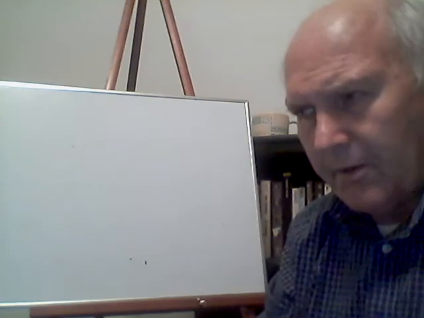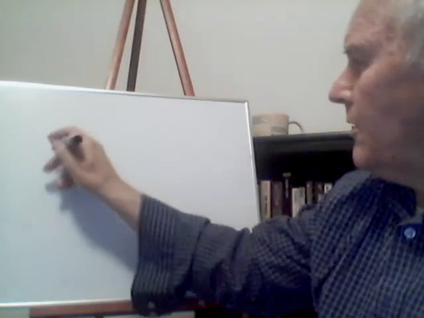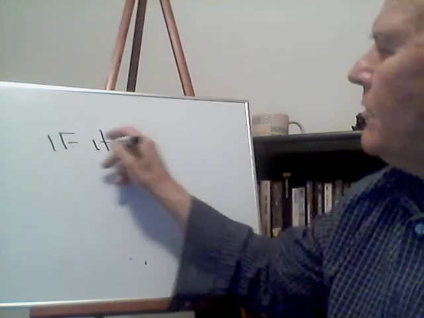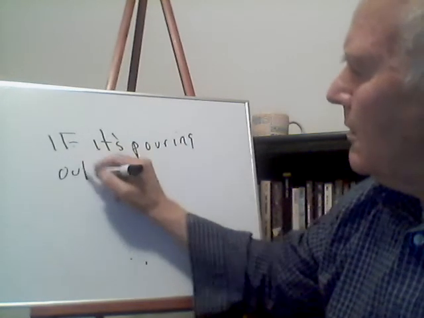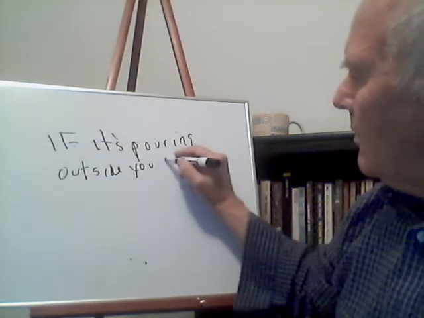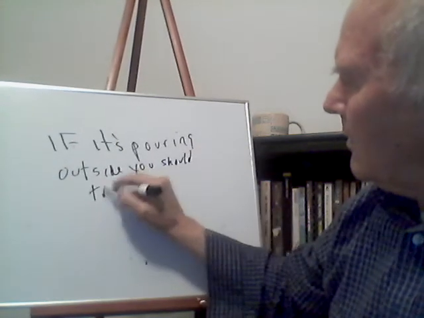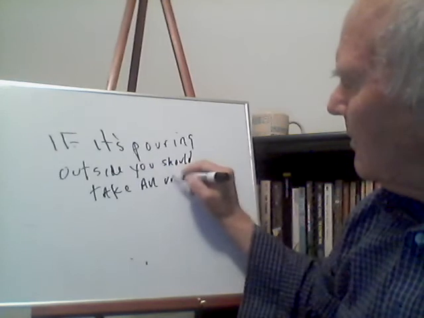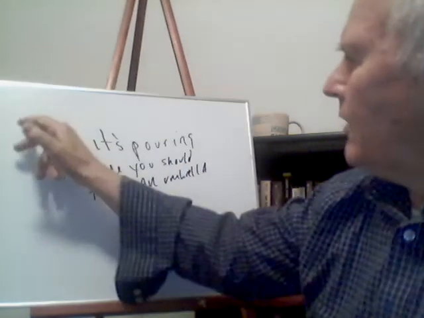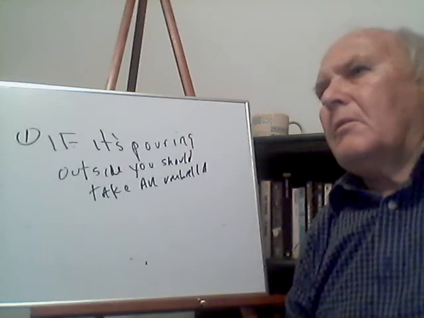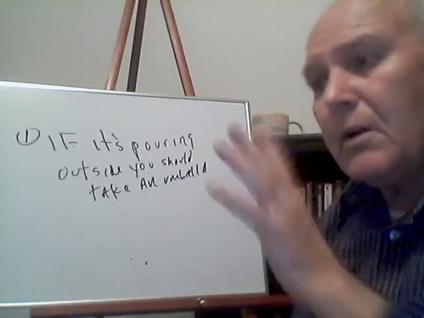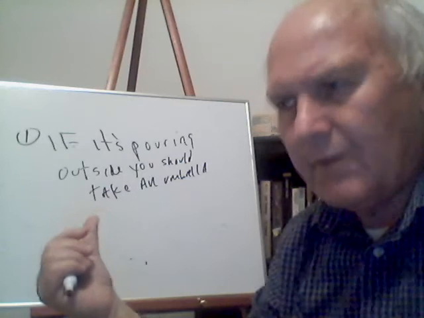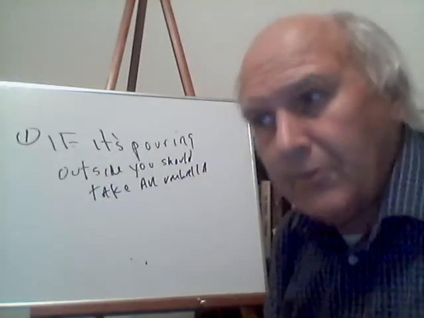And the mother says to the daughter, she just makes one statement. She makes an if-then statement, a conditional statement. She says, if it's raining outside, if it's pouring outside, you should take an umbrella. Okay, that's all she says to the daughter. We'll call that statement 1. Now, that's not an argument. It's a conditional statement. But in the context in which the mother spoke that sentence, it's an argument, it's an enthymeme.